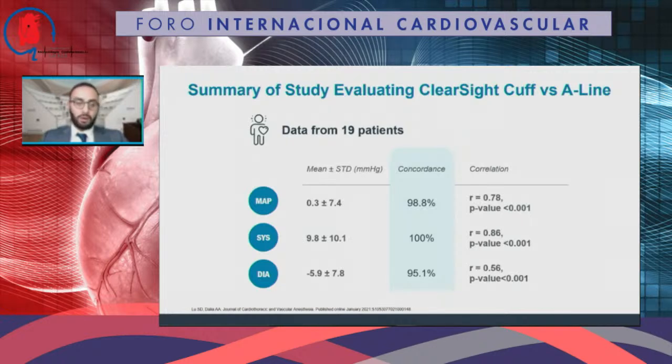So even though only 19 patients were included in this evaluation, we included thousands of blood pressure measurements to be able to categorize and compare our invasive radial arterial line with our non-invasive ClearSight device. When comparing those numbers, we wanted to look at a couple of things. The first was the concordance.